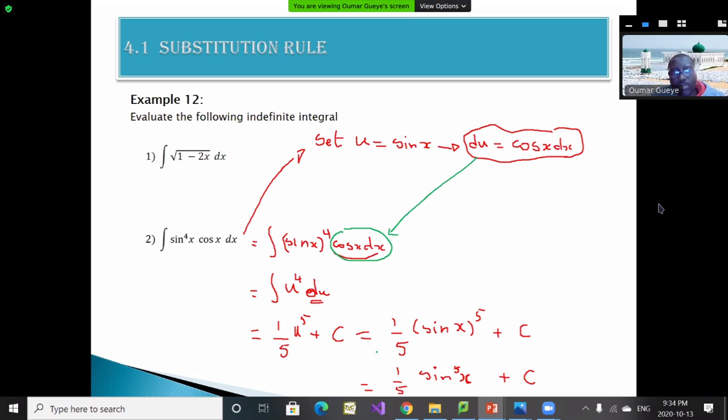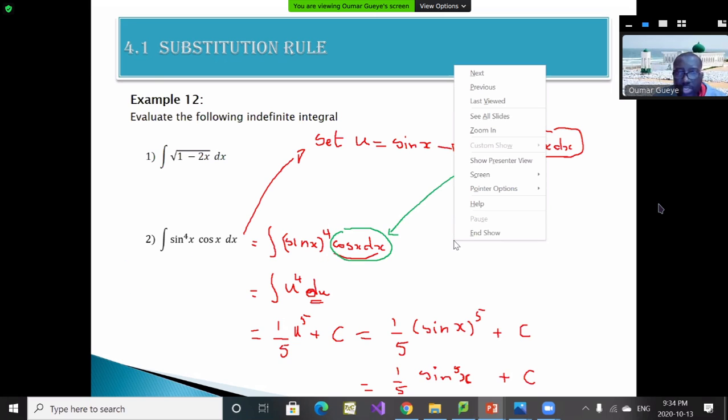And don't forget the last step here, as I mentioned, to express your solution in terms of x now, because your initial integral was in terms of x. U is just introduced in order to simplify your integral. Is it okay for you guys? All right. I'm going to remove this and we'll see the third example.